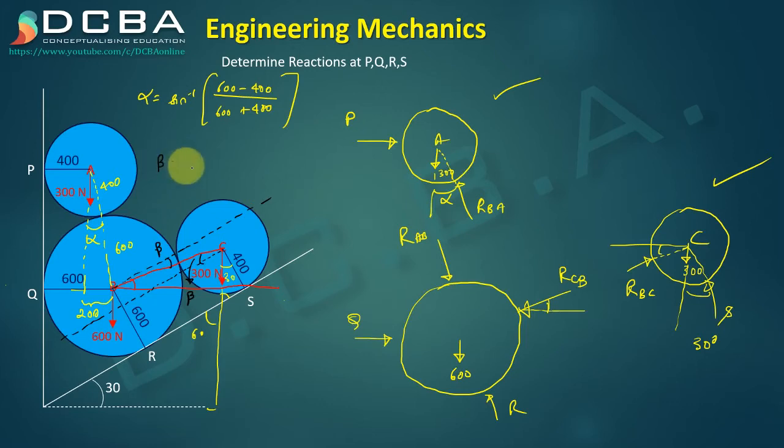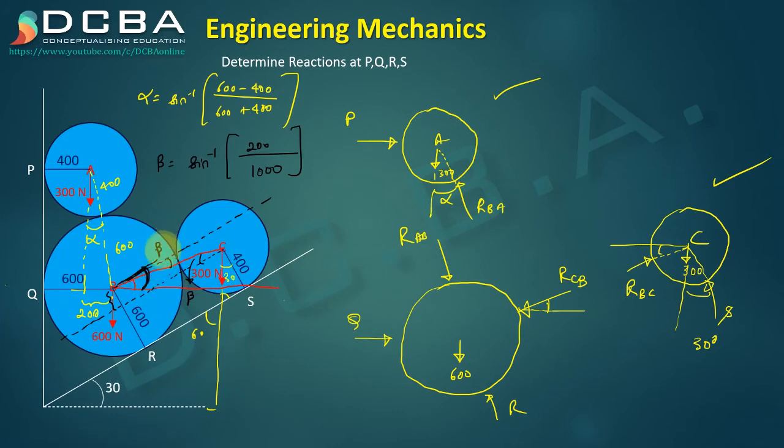Beta will be sine inverse of this much distance, which is 400 minus 600, which is 200, upon the hypotenuse, which is 600 plus 400, which is 1000. So that is beta. This entire angle, let us say it is gamma.